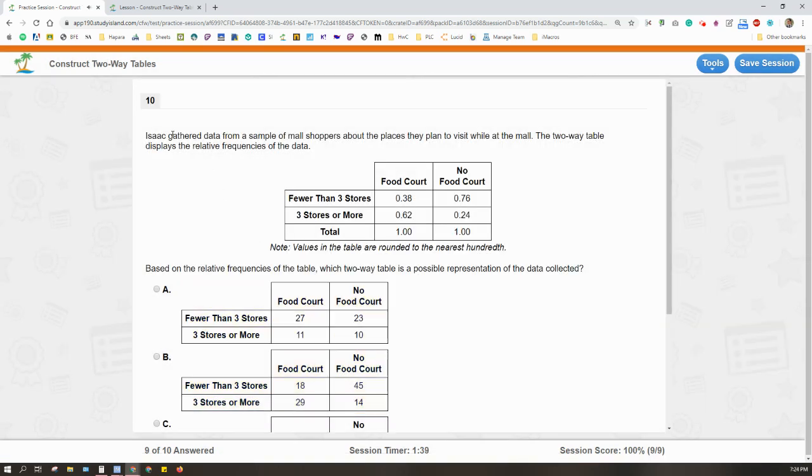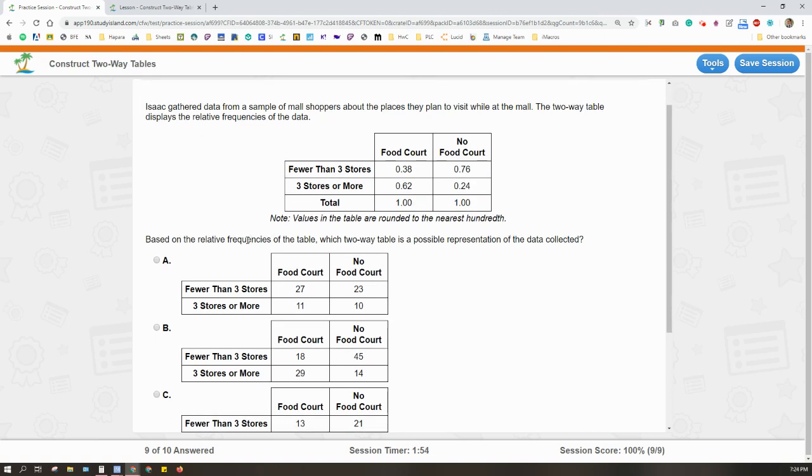Last question, number 10. Isaac gathered data from a sample of mall shoppers about the places they plan to visit while at the mall. The two-way table displays the relative frequencies of the data. So again, we have a column relative frequency table. Notice the columns add up to 100%. Based on the relative frequencies of the table, which two-way table is a possible representation?